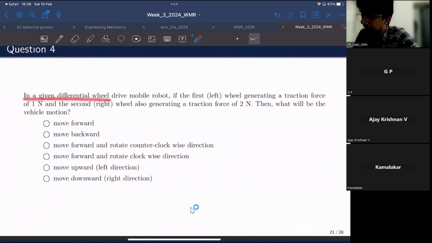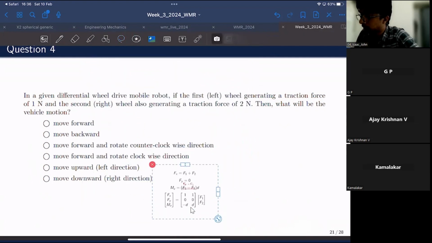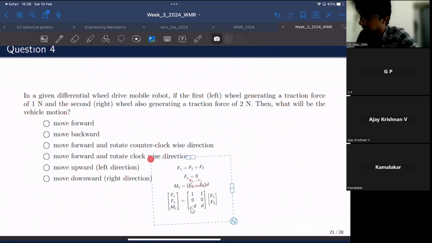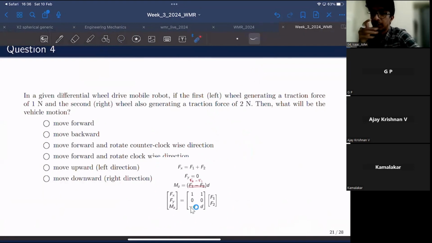In a differential wheel drive robot, if the first wheel is generating a traction force of 1 Newton and the second wheel is generating a traction force of 2 Newtons, then what will be the vehicle's motion? Again, the scenario and the forces are still the same. We need to find how the robot is going to move. If you determine what Fx, Fy, and Mz are, we can get an idea about how the robot is going to move.